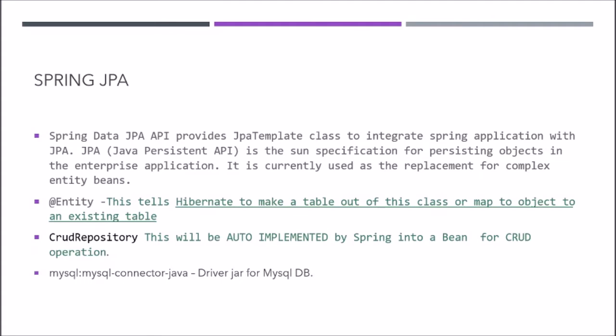ORM is nothing but object relational mapping. That is, our Java class objects are equal to specific tables in the database. That is object relational mapping. It's a mapping between the relational database and our object oriented language.